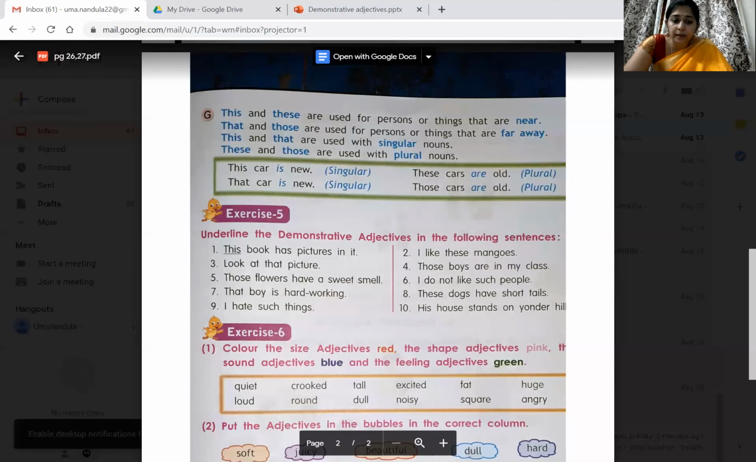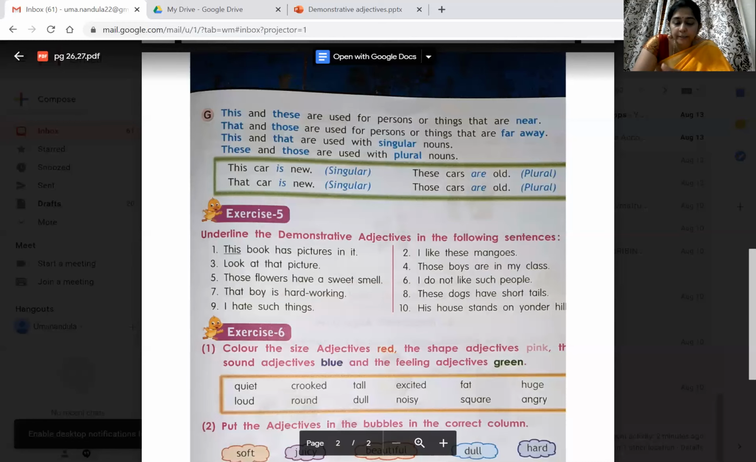The seventh one. That boy is hardworking. Which boy is hardworking? That boy. So underline that. Eighth one. These dogs have short tails. Which dogs have short tails? These dogs. So you have to underline these as demonstrative adjective. I hate such things. Which things? Such things. So underline such as demonstrative adjective.